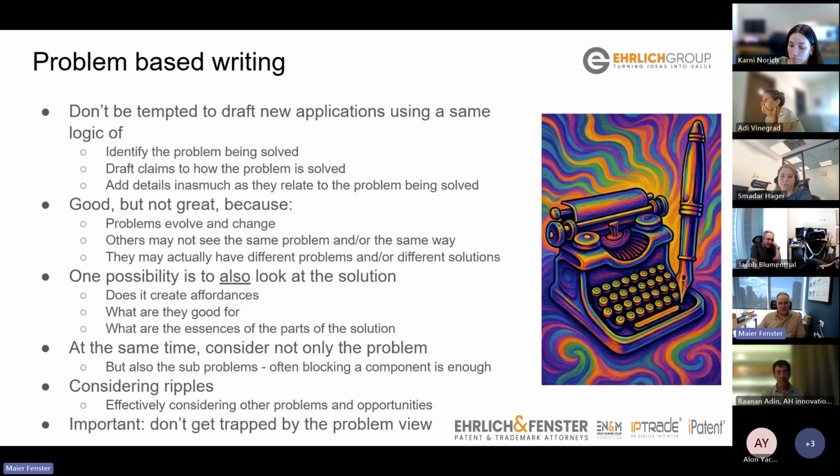Maybe they're also good for something. You talk about the problem, maybe we only need to talk about part of the problem. When we solve the problem, it will create ripples. Ripples are really other problems and opportunities in other places. Bottom line is, when you draft a patent application, you should work hard not to get trapped by the problem view. It's very seductive. I don't want to use the word easy, but it really helps organize your thinking if you do it. So please don't.